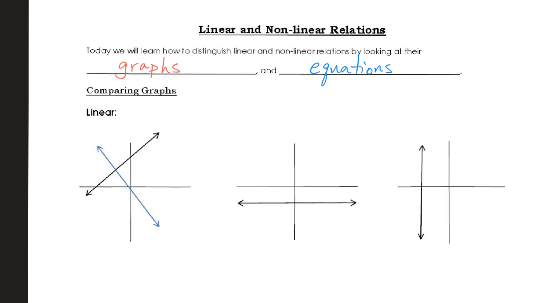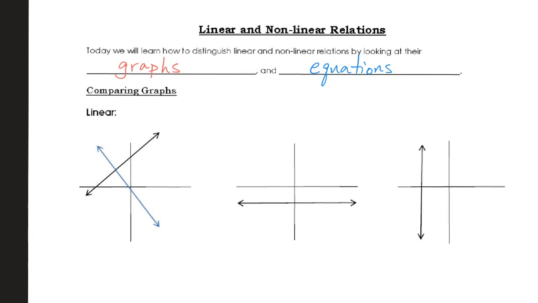And so what you'll see in that top little blurb, if you're following along with that written lesson, is that we're going to look at both the graphs and the equations of different types of relations, with our whole goal today being able to determine is something linear or is something nonlinear from both those forms. So if given a graph, can we figure out if it's linear or not? If given an equation, can we figure out if it's linear or not?